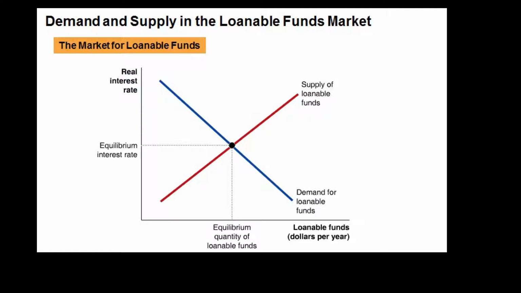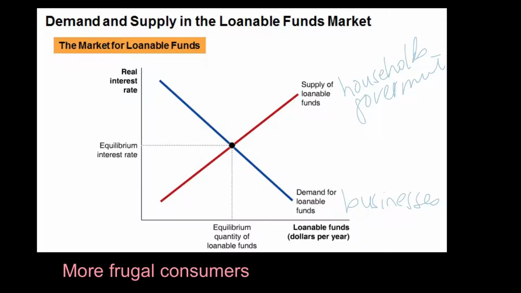Okay, here it is, our supply and demand of loanable funds. So remember that the supply of funds is your households or consumers, and we're going to say government as well. And then our demand for loanable funds is coming from businesses. All right, so our first scenario will be a change in the consumer's desire to save.